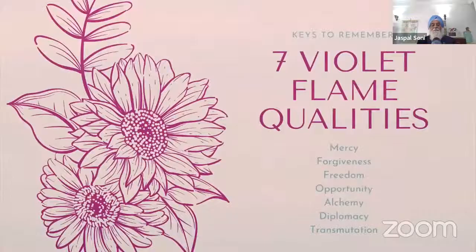Now, the violet flame comes from the violet ray, and this flame has the unique ability to change energy. Other qualities of the violet ray and the violet flame are mercy, forgiveness, freedom, opportunity, alchemy, diplomacy, and transmutation.